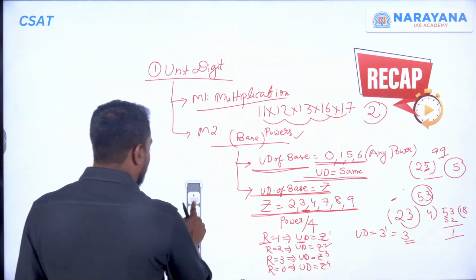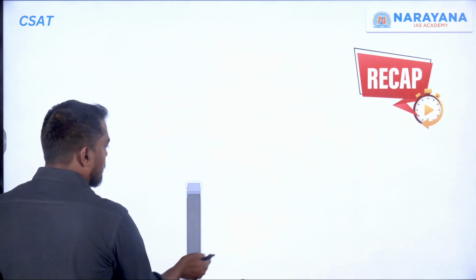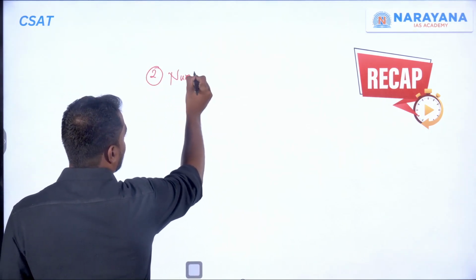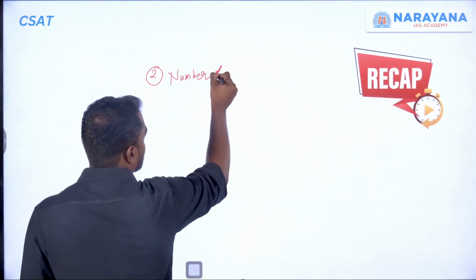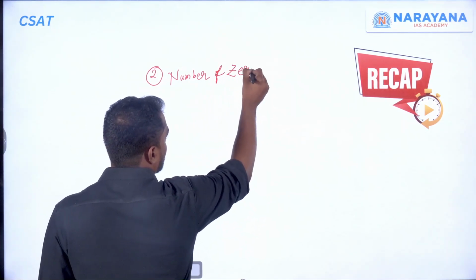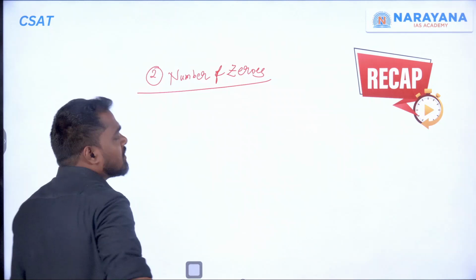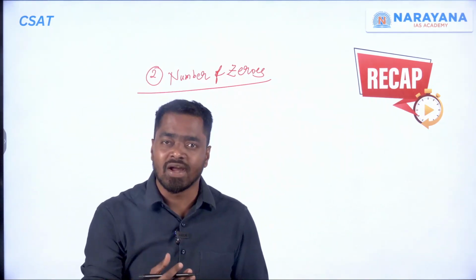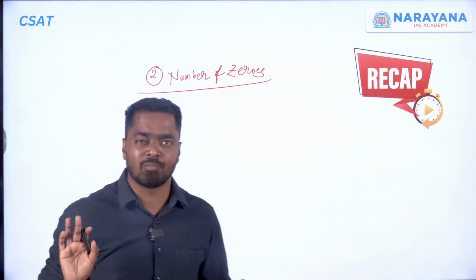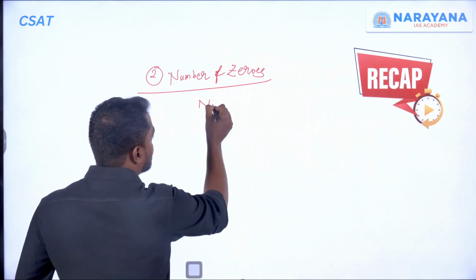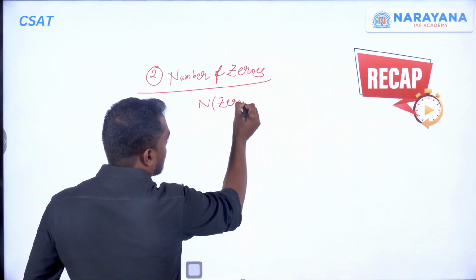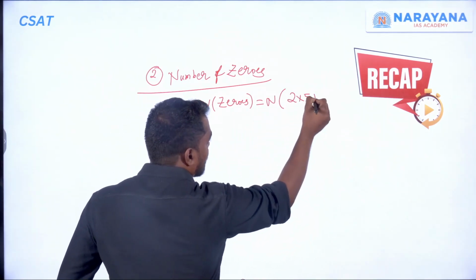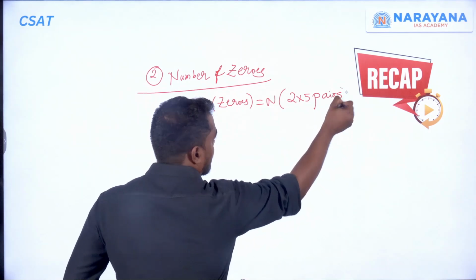And the next topic that we discussed was counting the number of zeros. So how to find the number of zeros in any expression? You have to find the number of 2 into 5 pairs. So the number of zeros will be the number of 2 cross 5 pairs, right?